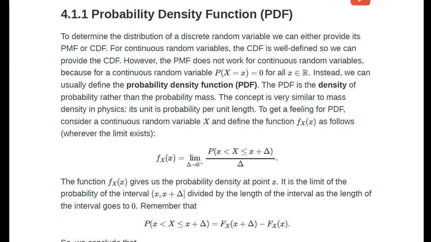The PDF is the density of probability rather than the probability mass. The concept is very similar to mass density in physics. Its unit is probability per unit length. To get a feeling for PDF, consider a continuous random variable X and define the function f of x as follows.